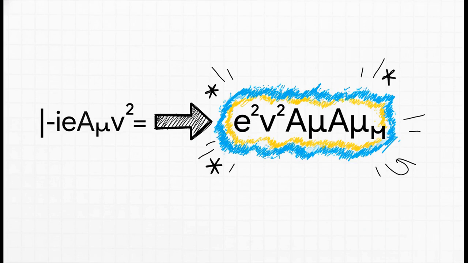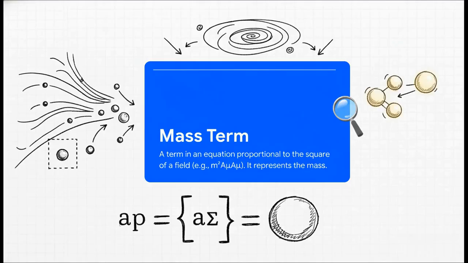And when you work that out, something incredible, something that was hidden there all along, just pops out. You get this new term, E squared times V squared times the gauge field A mu interacting with itself. Now, to a particle physicist, seeing a term that looks like this is a huge deal. Why? Because in the language of quantum field theory, any term in your equation that looks like a number multiplied by a field squared, that is a mass term. That's literally the definition of mass in this framework. It's what gives a particle inertia.